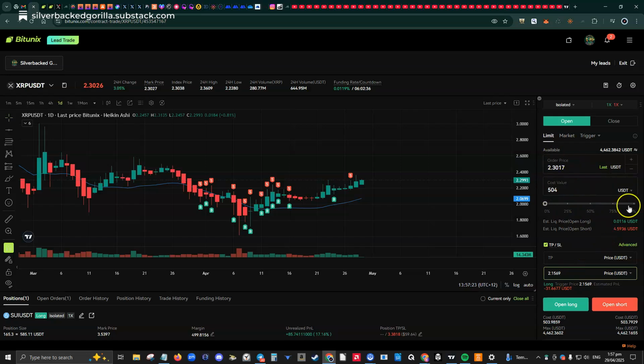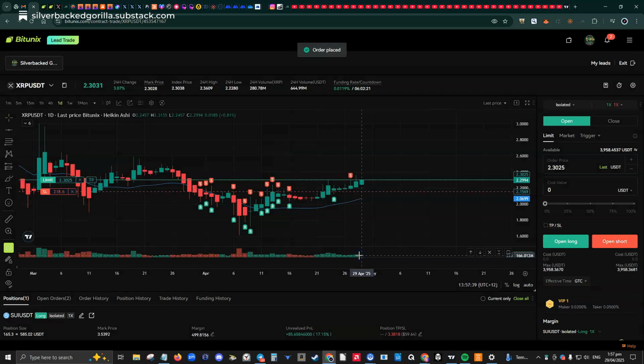So what I do, I set all this up: limit, I've got my leverage right, isolated, and then just before I hit open long, I hit this word "last", and it'll bring it to the last price, and then it's got more chance of being filled without too much stuffing around.